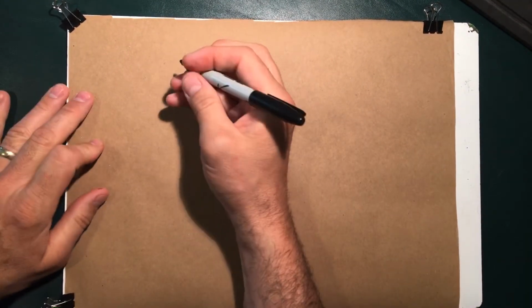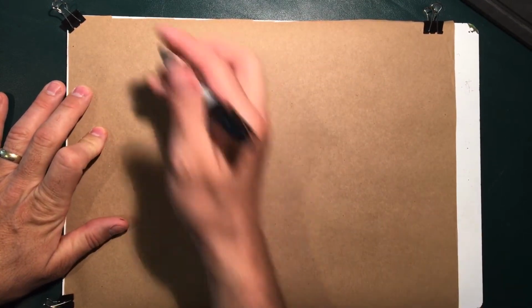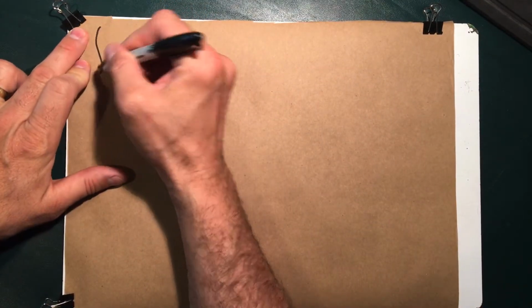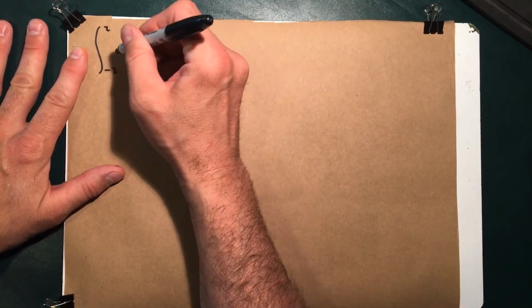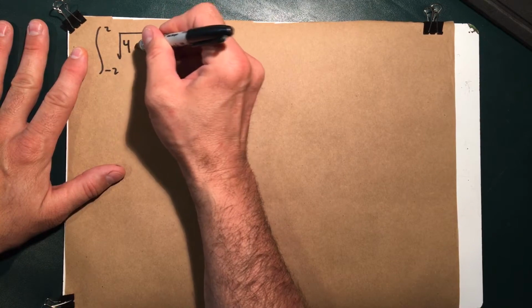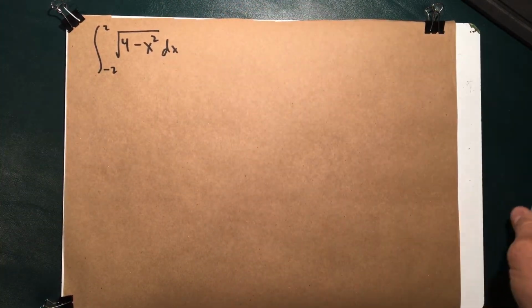I am going to answer an age-old question for you. I hope you like my format here. The question is, what is the integral from -2 to 2 of the square root of 4 minus x squared? And you're like, ooh, I can do this.